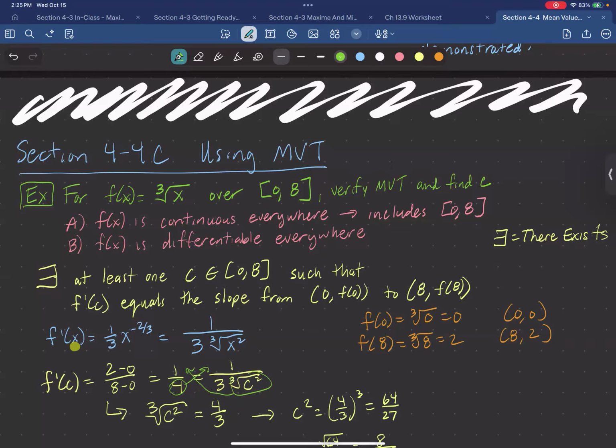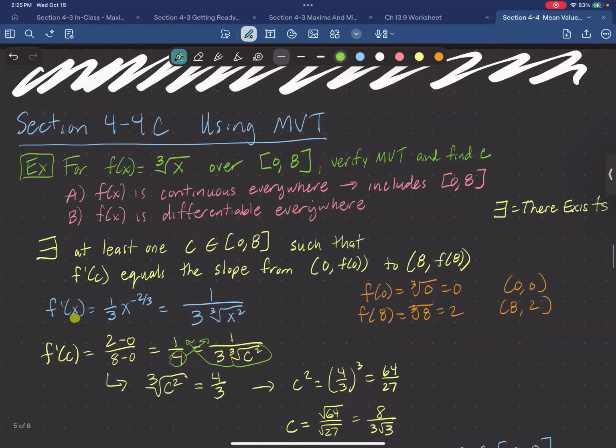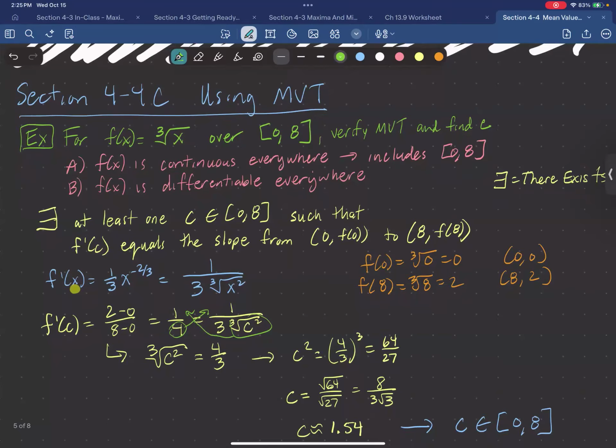So if I cube both sides, I get rid of the cube root. So c squared equals 4/3 cubed, which is 64/27. If I take the square root of that, square root of 64 is 8, and square root of 27 is 3√3. So I've got c equals 8/(3√3). If you rationalize this, you multiply by √3/√3, just as a reminder, we get 8√3/9. If you throw that in a calculator, you get c is about 1.54, which is definitely inside 0 to 8.